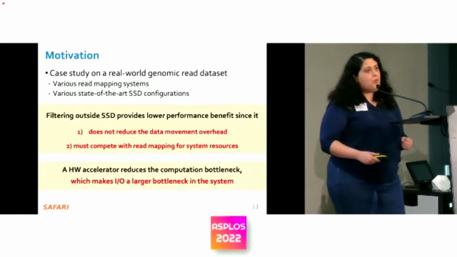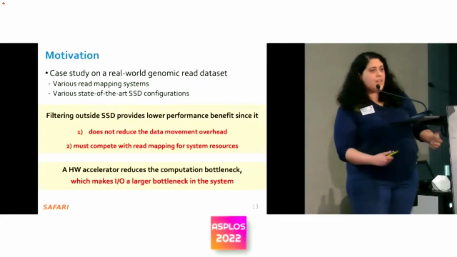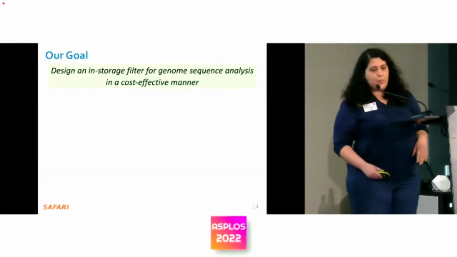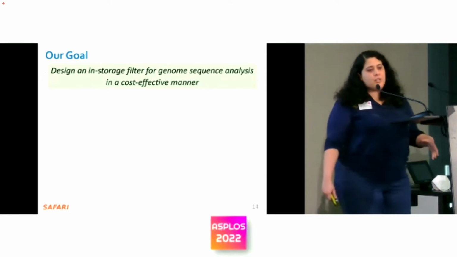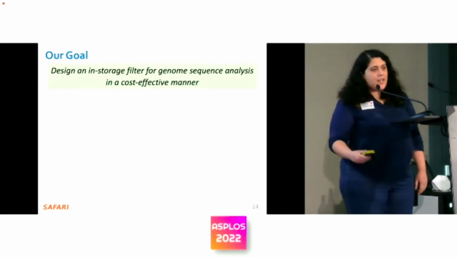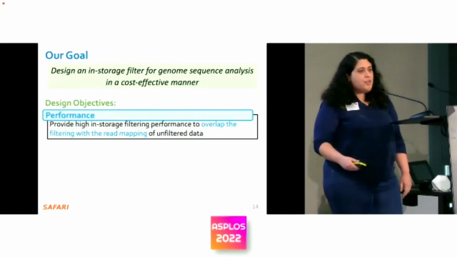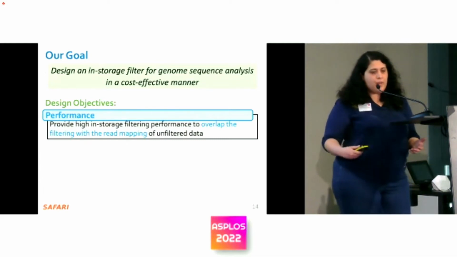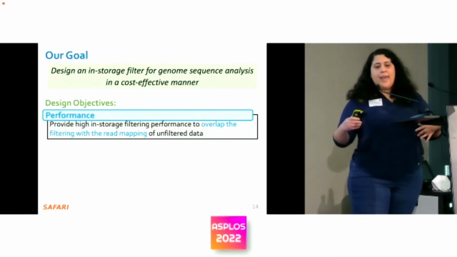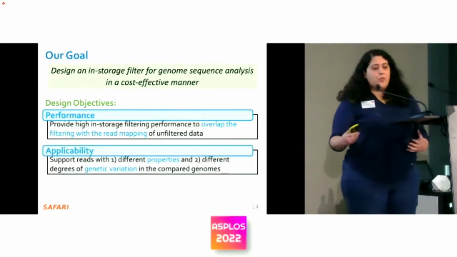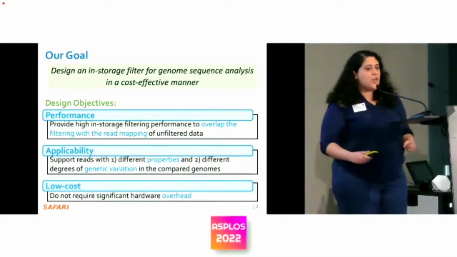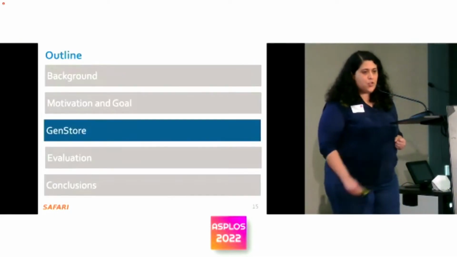We also observed that for various state-of-the-art hardware accelerators that significantly address the computation bottleneck in read mapping, the impact of I/O on performance becomes even larger. Based on these observations, our goal is to design a storage filter for genome sequence analysis in a cost-effective manner, and we have 3 design objectives. First is to provide high storage filtering performance to overlap the filtering inside the SSD with the read mapping in the host system, and also to support reads with different properties and different degrees of genetic variation. We also aim to design a system at a low hardware cost.